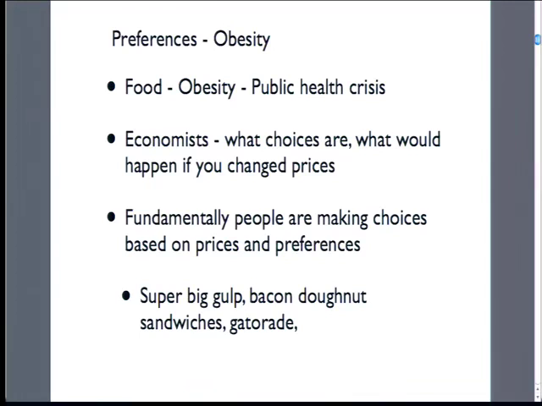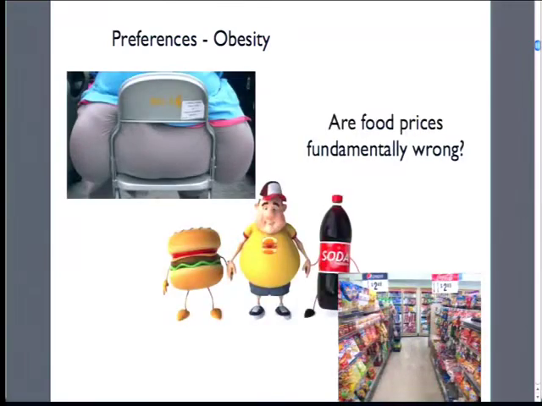But how do we do that? We don't really have a good way in our society to say people are making the wrong choices. That's what the corporations be like. People want this. People go in the store and they demand this. Right? So the question is, are food prices wrong?